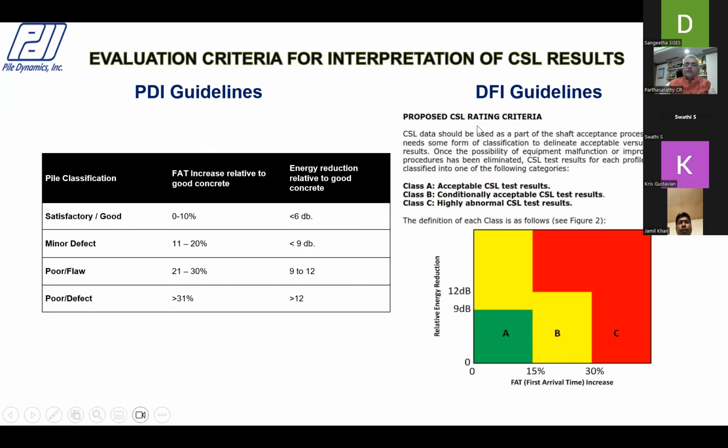But recently, after 2019, several researchers and industry experts came together to arrive at the DFI guidelines to qualify the piles based on the CSL, based on the first arrival time and the relative energy reduction. If the data points fall in the green, it is absolutely acceptable. In the red zone, it is highly abnormal, so it requires some remediation. In the transition zone, zone B, if it's closer to the green, you give the benefit to the pile. If it's closer to the red, you may have to relook into the remedial measures.